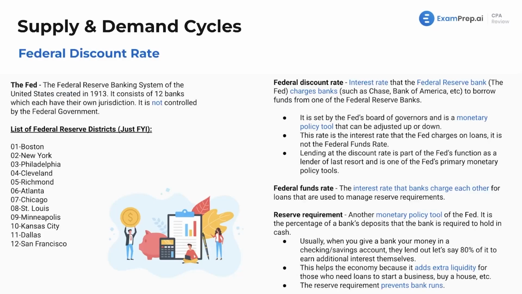Okay, the federal discount rate. Let's talk about this and get introduced. I'm not going to run through too many questions in this lesson like I do in other ones. This is more just talking about everything, making sure you know the background and you don't have any misinterpretations of terms or concepts.